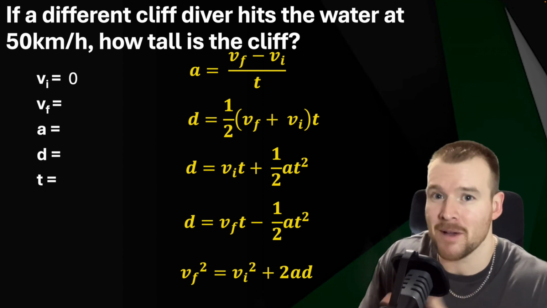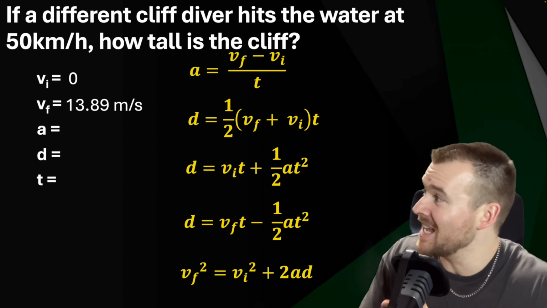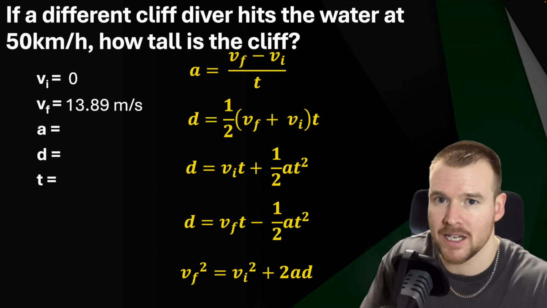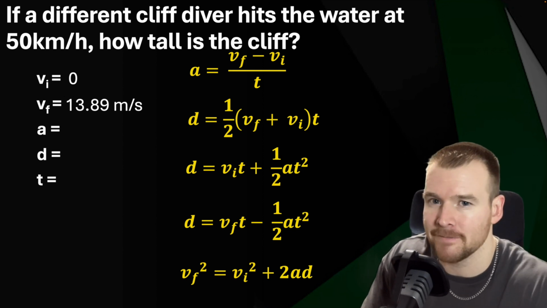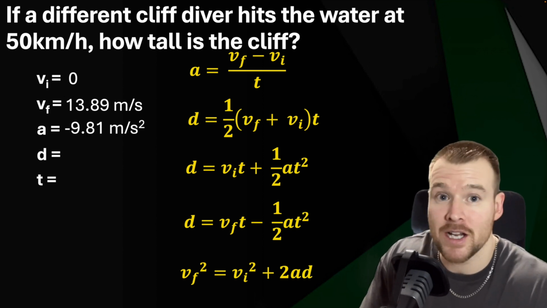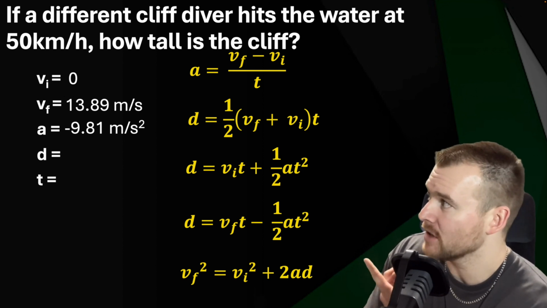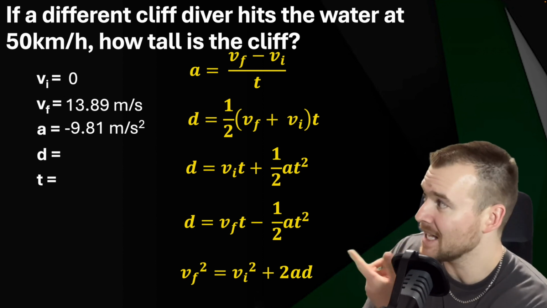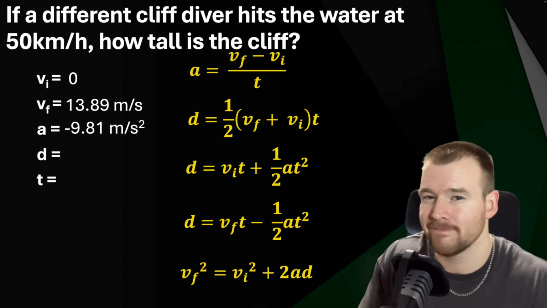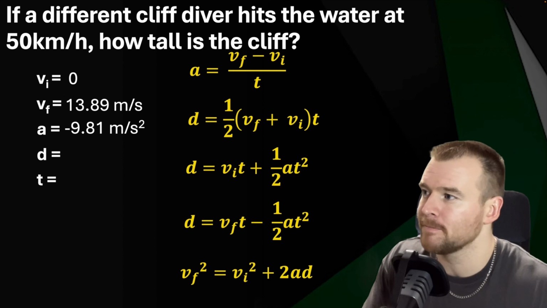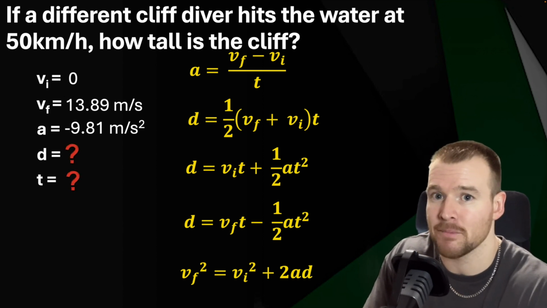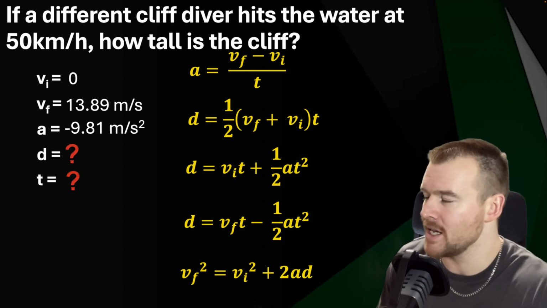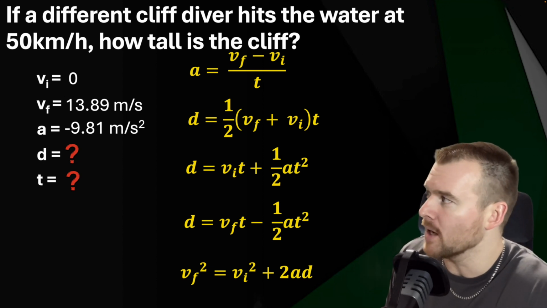So we're going to convert that by dividing by 3.6 and we get 13.8 repeating, but let's say 13.89. So important to have that in meters per second. Okay. Acceleration, 9.81 meters per second squared. We can see there, that's why we need the velocity in meters per second. The acceleration is meters per second squared, so I've got to keep those units consistent. I don't know D and I don't know T in this example. So again, really common, three knowns and trying to solve for one other one.